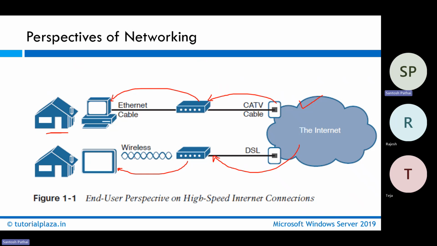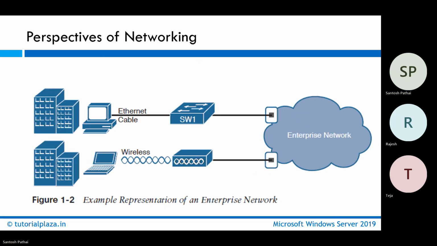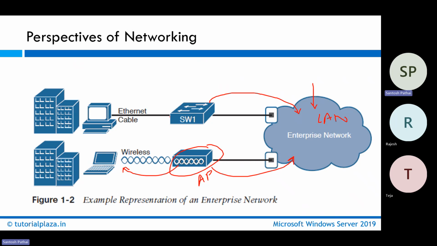If the user is sitting in the office or at home, this is the normal understanding of a user. But actually, that is not the case. In the enterprise network, which is known as LAN, you will have switches connected and wireless devices connected to the network. These network devices are known as access points. To the access points, your wireless devices will be connected, and to the switch, your cabled devices will be connected.